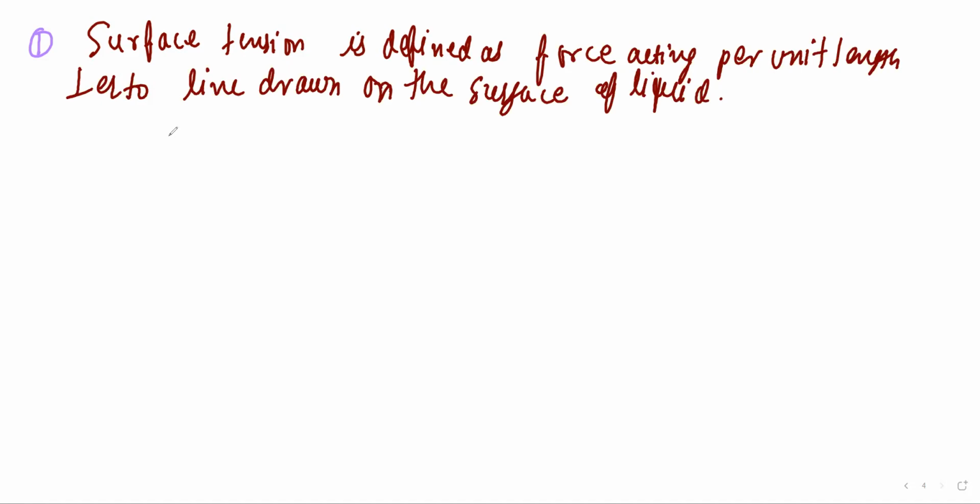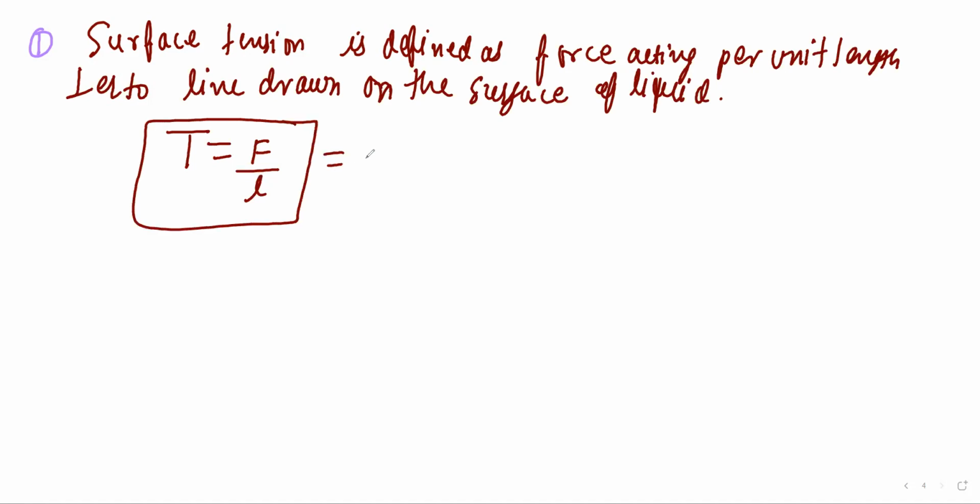Surface tension is represented by T and it is defined by force upon length. So this will be the formula and the unit will be Newton per meter, right? Its symbol is given as gamma. It has dimension kg per second square.